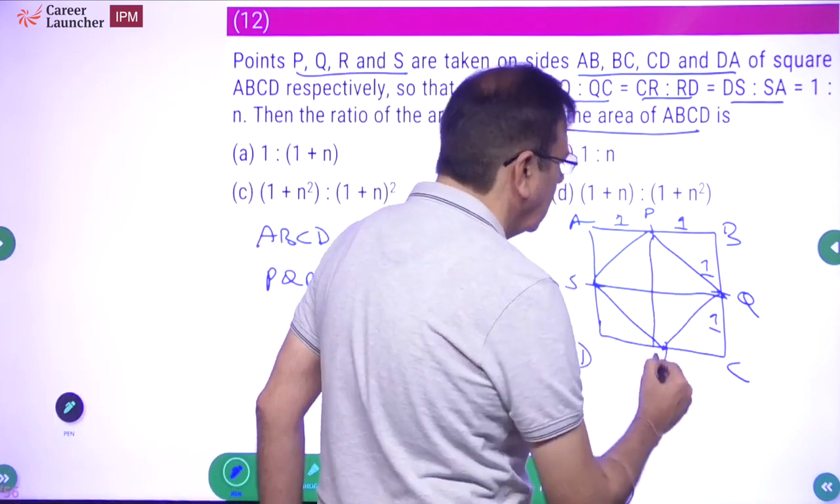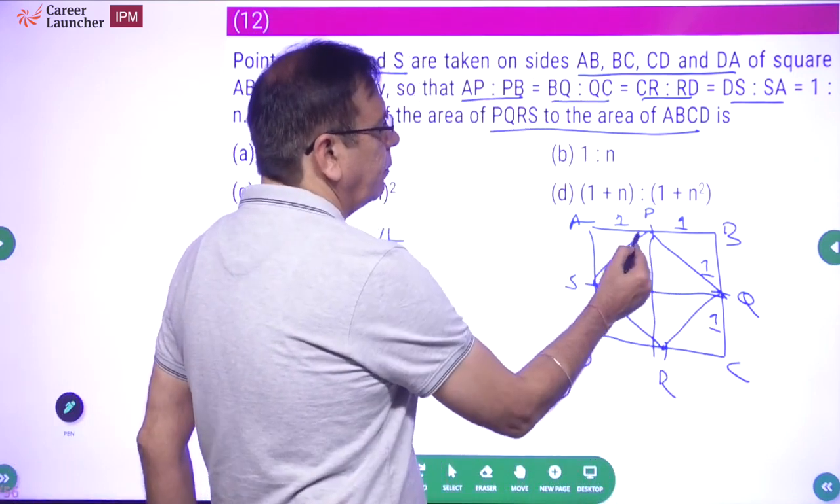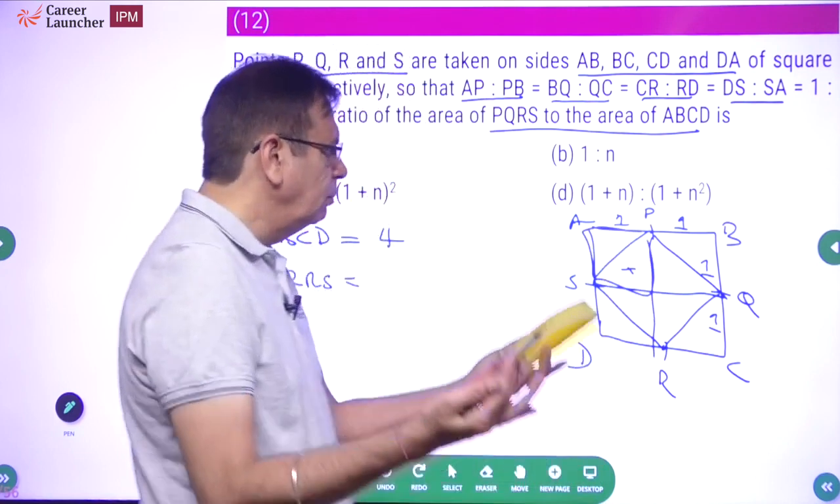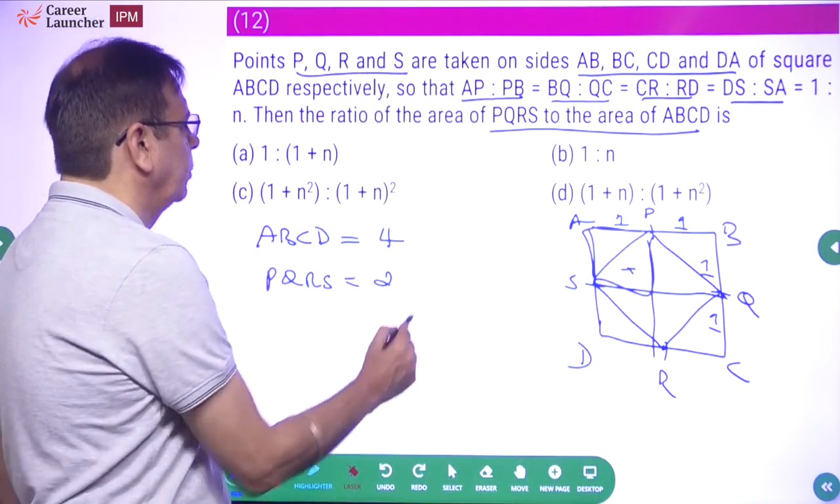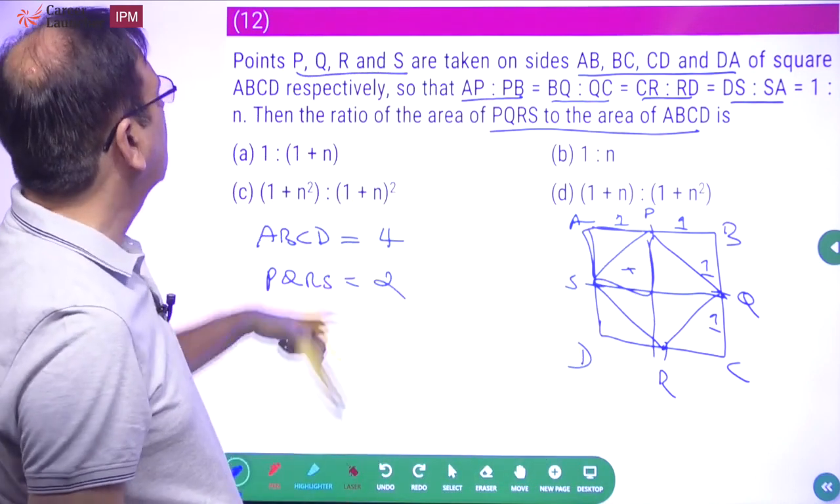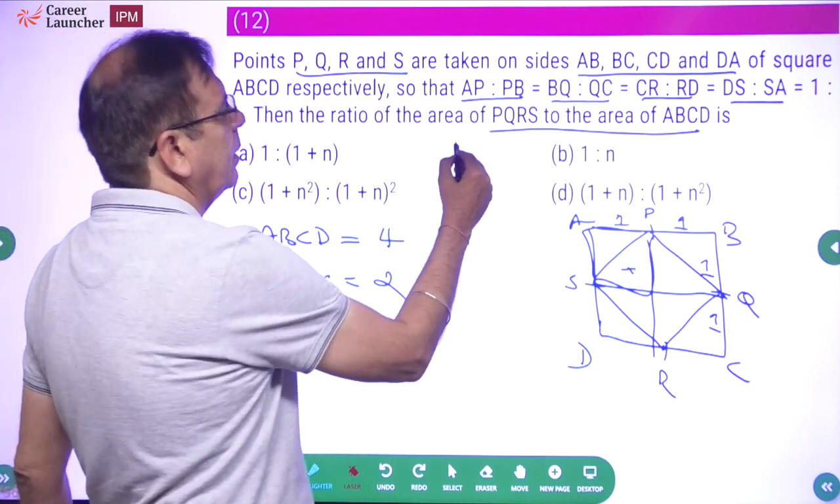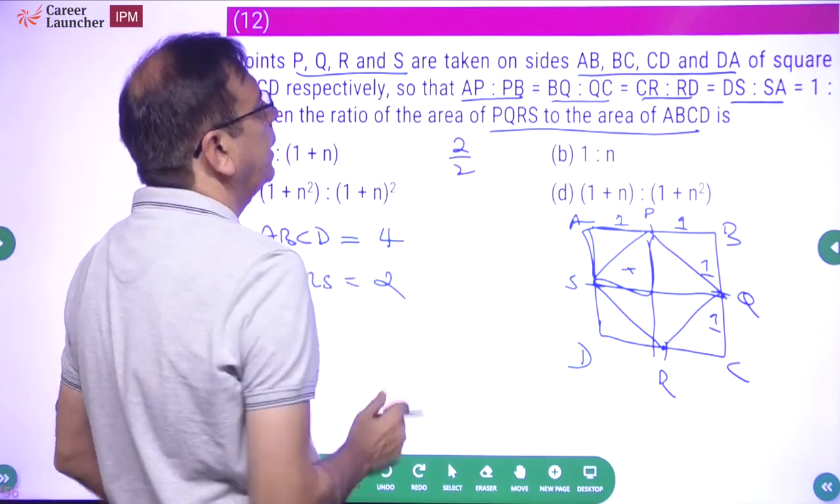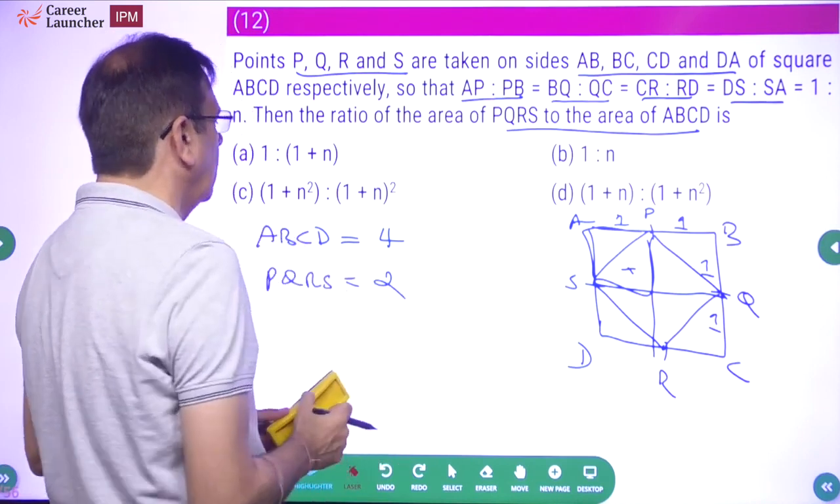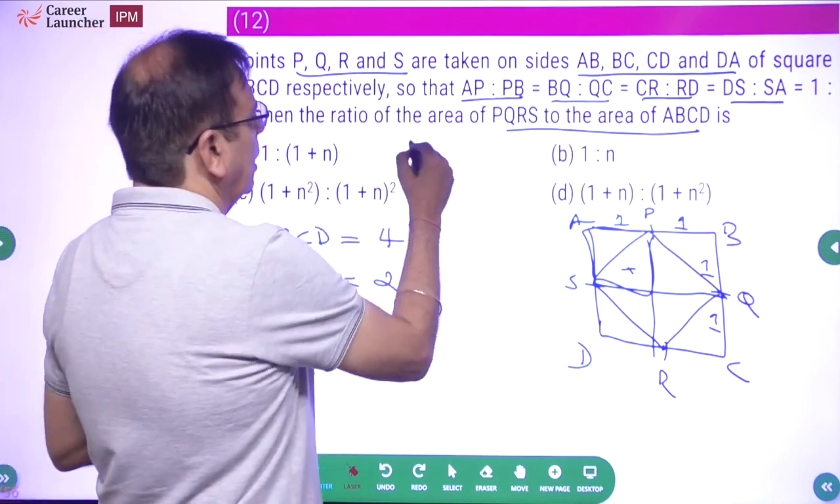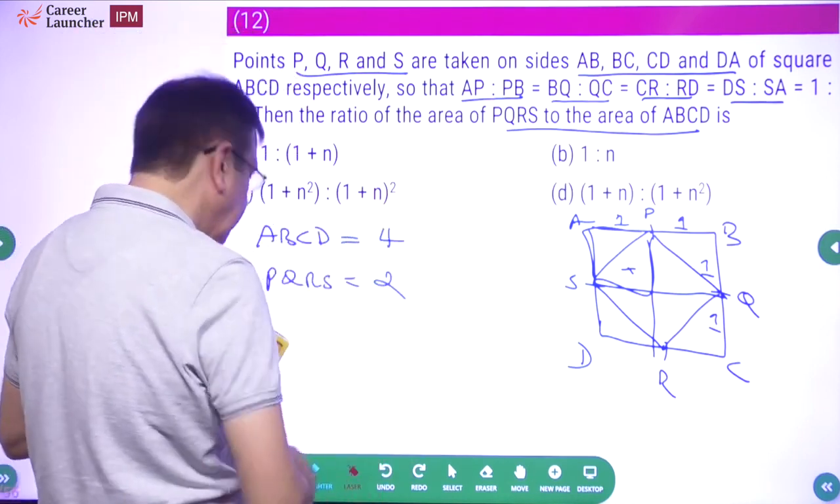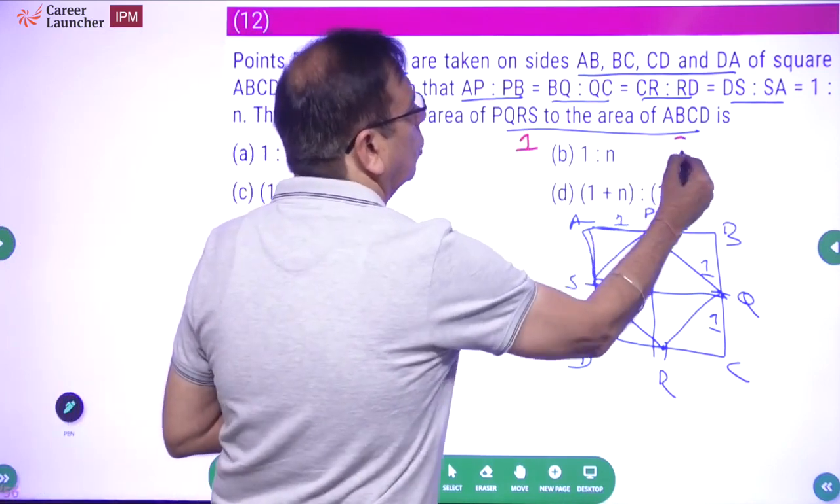Look at it this way. This is half of this particular figure. So area of PQRS should be equal to 2. Okay. So what should be the ratio of area of PQRS to ABCD? It should be 2 by 4. PQRS to ABCD will be 2 is to 4 or 1 is to 2.